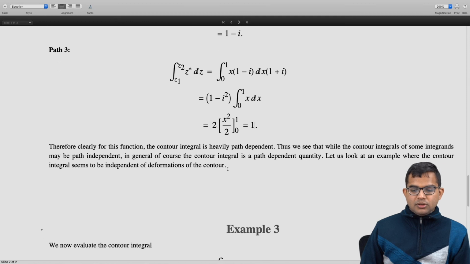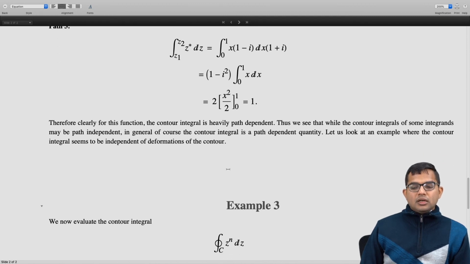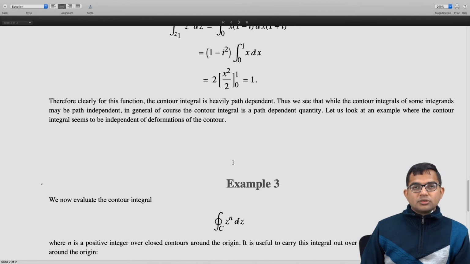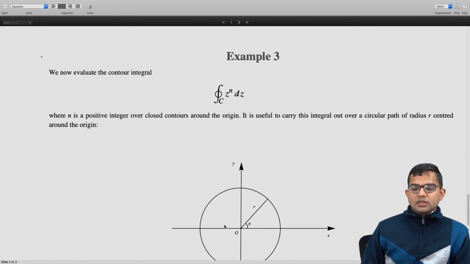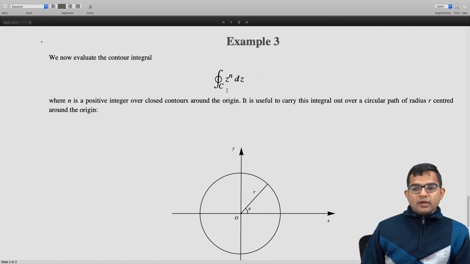So we have this example where we want to evaluate the integral of z to the n dz, and you take a closed contour which surrounds the origin. It's important that n is a positive integer. If you don't have a positive integer, then the answer can be different. Suppose you have a positive integer, and let's consider a circular path of radius r centered around the origin. It's convenient to carry out this integral, which is why I'm looking at a circular path of radius r.